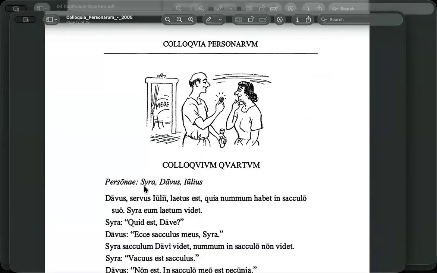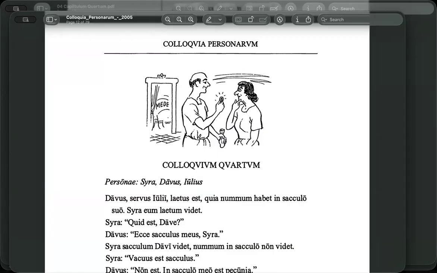All right, so personae: Sira, Davus, Julius. So who wants to be Sira? Get somebody that hasn't talked. I see Najib way down at the bottom of my list being very quiet. You want to be Sira? Yes. Okay. And we need a Davus. Connor, how about you be Davus? Yeah, I'll be Davus. And who wants to be Julius? Vince. Okay. Yeah, there we go.